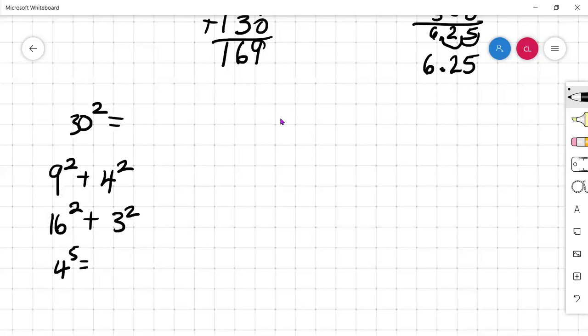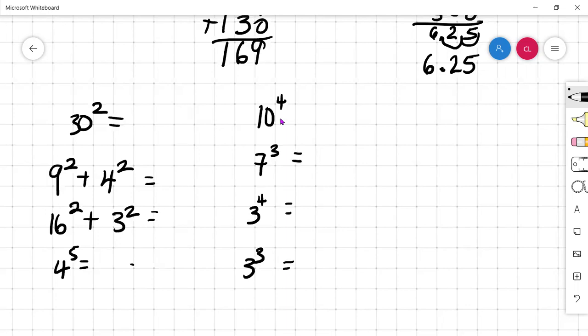Right? 10 to the 4th power. 7 cubed, or 7 to the 3rd power. 3 to the 4th power. And finally, 3 to the 3rd power. Okay? So I need you guys to work out these for our next meeting. Not the square root, just to work what those are.